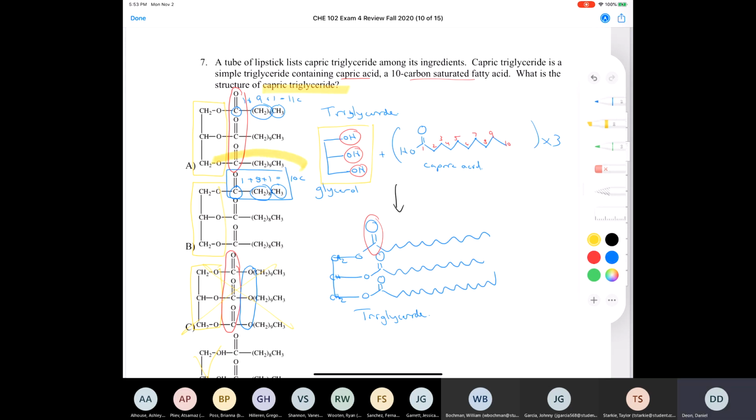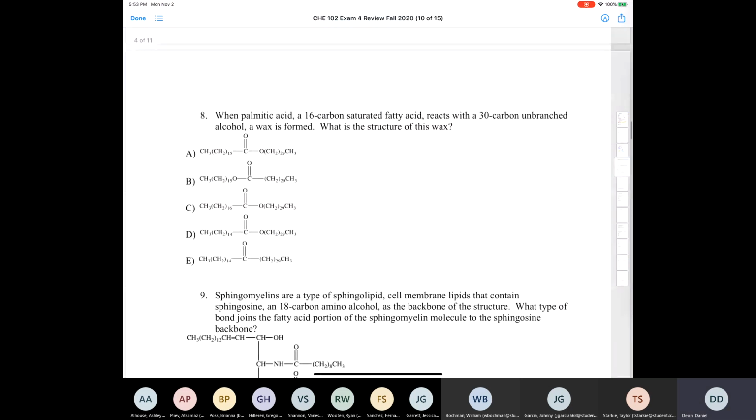I know I did a lot of scratching around on this one. Give me a thumbs up if you follow me on the rationale here for the triglyceride being B. All right, wonderful, great, awesome. Let's keep moving. Good practice.